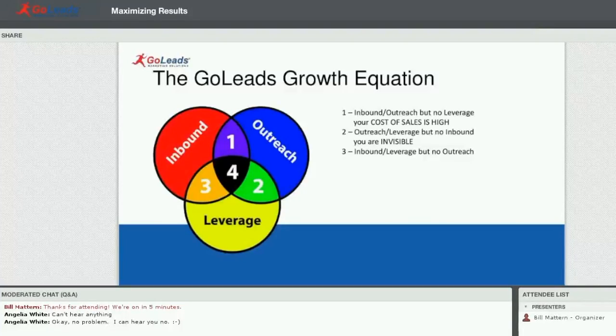Okay. How about the last one of 3, inbound and leverage, but you're not doing active outreach. Here we are leveraging our customer base. We're getting calls. The problem with not outreaching, again, is probably more on the market penetration side. There's a huge market. We can't, inbound won't bring everybody in.